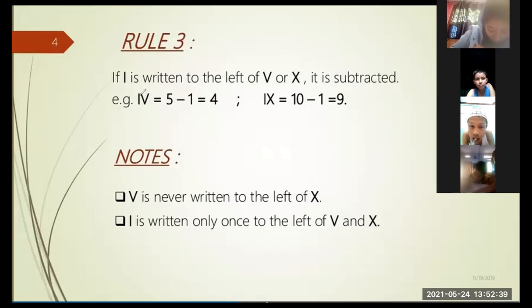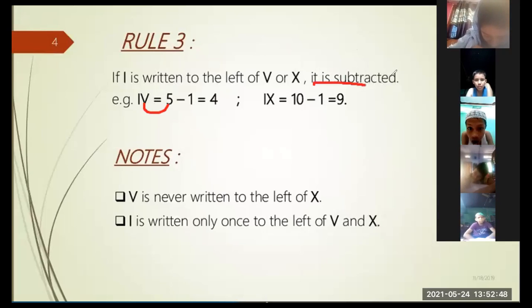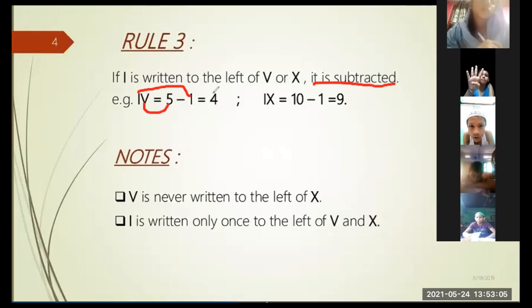So here you can see V value is 5, yes or not? And our rule 3 said that it is subtracted. And I value is what? I value is 1. So we'll subtract or not? So that is 5 minus 1 is how much? 5 minus 1 is how much? 4. Yes, very good, Rehan.